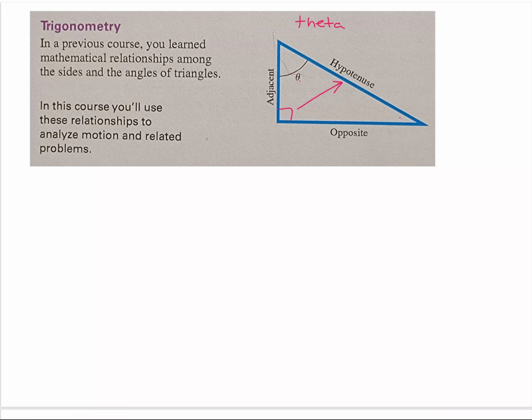Now, the side that is touching the reference angle is known as the adjacent, and the side that's across from theta, the reference angle, is known as the opposite. Again, remember that the side that's directly opposite the right angle is always the hypotenuse. So we have a hypotenuse, an adjacent side, and an opposite side. Now, I can call this A, this O, and this H, the first initial of each of those words, just for simplicity.